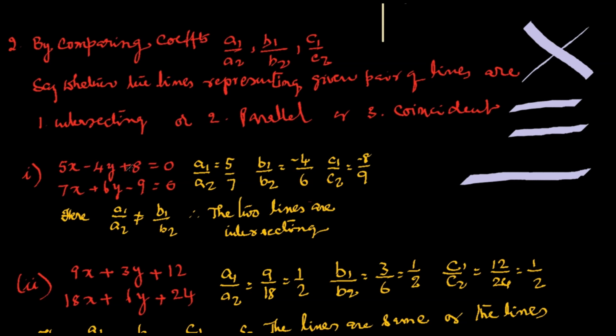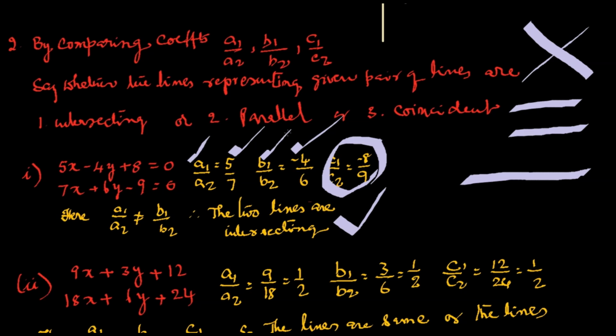5x minus 4y plus 8, 7x plus 6y minus 9. a1 by a2 is 5 by 7, b1 by b2 is minus 4 by 7, and they are not equal. c1 by c2, we need not compare this. The 2 lines are intersecting. This you can ignore. If a1 by a2 is not b1 by b2, we don't care what c1, c2 are.